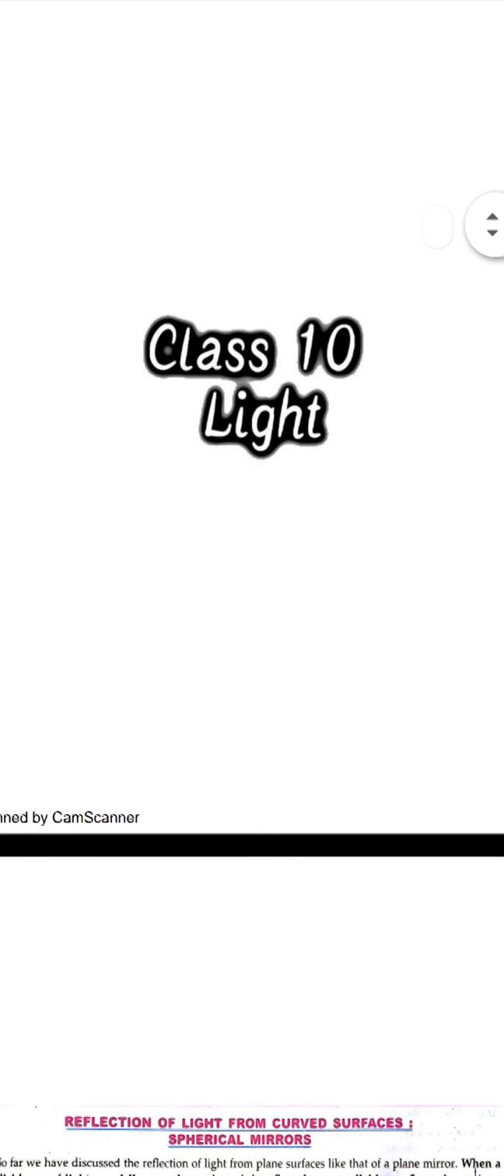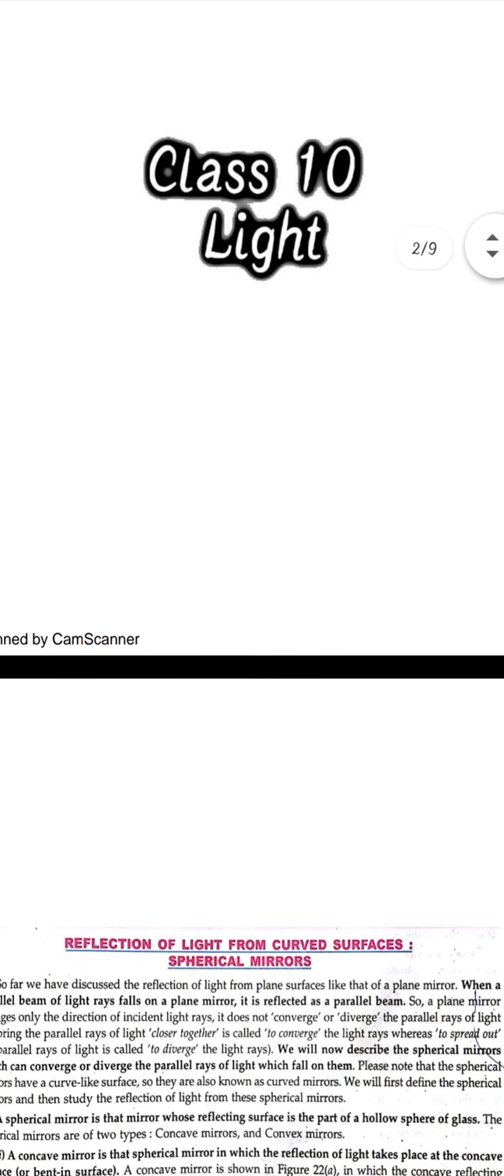In the previous classes, we were learning about the chapter light. In that, we have learned what light is and what the phenomena are. In those phenomena, we have read about what reflection is, right? But in this class, we will be learning about mirrors and what refraction is. So let's start the class.